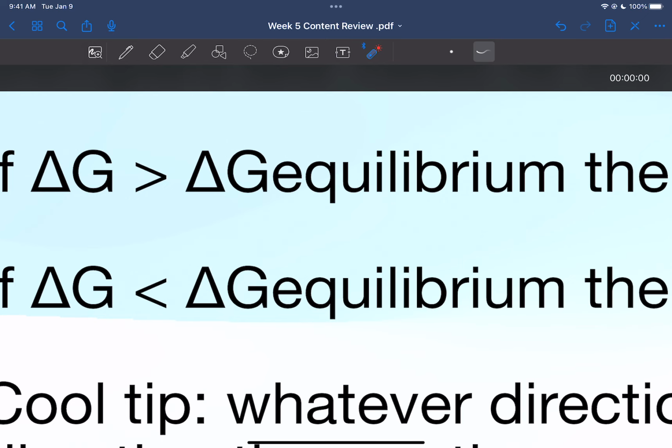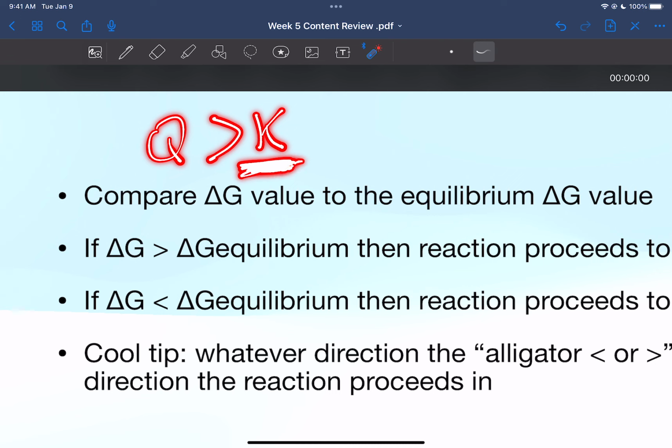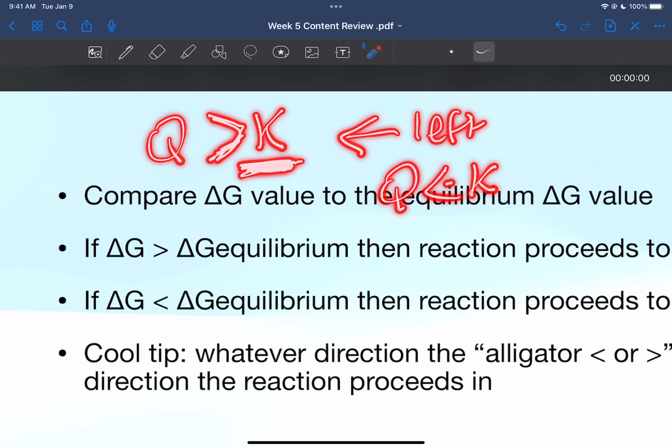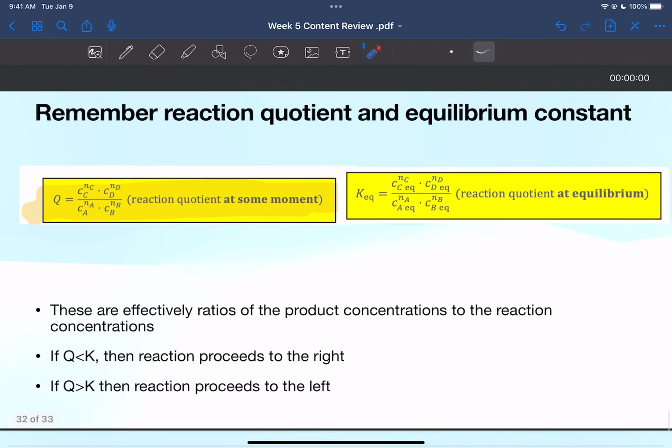This hinges on putting your equilibrium value on the right. So let's say if it's Q greater than K, I make sure whatever equilibrium constant is on the right. That way this tip always works. So if Q is greater than K, reaction proceeds to the left. If Q is less than K, the alligator mouth is open to the right, so the reaction proceeds to the right, right? That's a nice tip there to figure the direction of the reaction out.